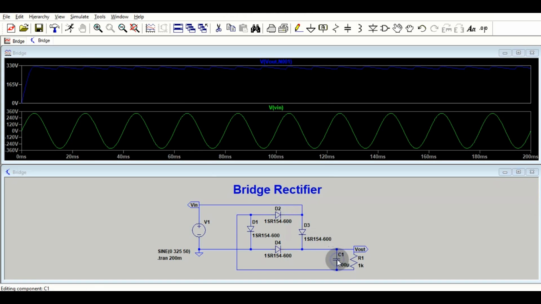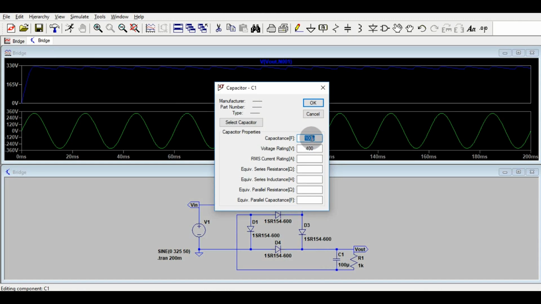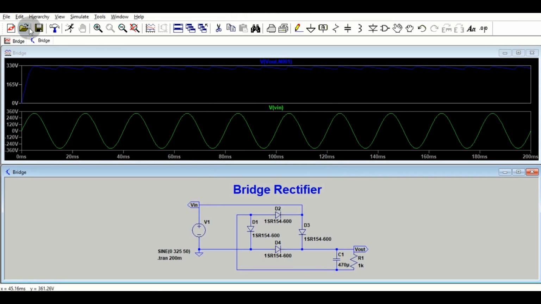Now if you want to increase this capacitance value, 470 microfarad, let us say. Now let me show you the ripple voltage. You can see now we are getting approximately pure DC. There is very little ripple component.